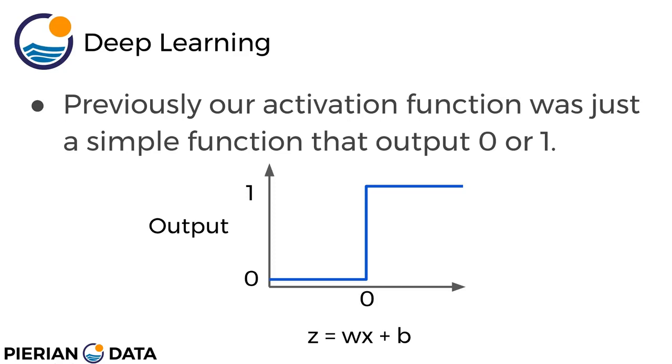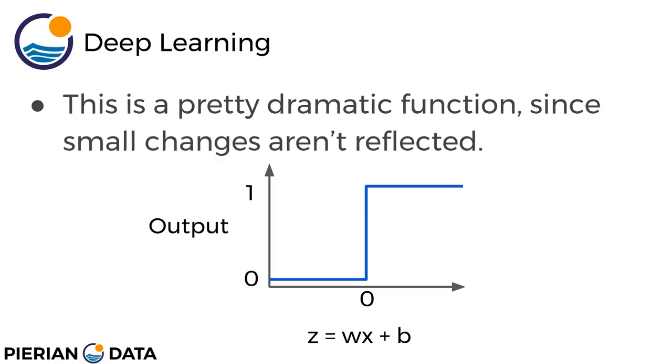And it's really common to just set that equal to z, so you can refer to z instead of having to constantly refer to wx plus b. So whenever I say z, I'm essentially referring to those weights times those inputs plus that bias. So unfortunately, this is actually a pretty dramatic function since small changes aren't really reflected. So you can have really small changes in z. For instance, the change from 0.5 in z to 0.6 doesn't really matter. It's still going to output 1 as long as it's positive. Or a change that is really dramatic from -1 to -1000 doesn't really matter. It's going to be 0.